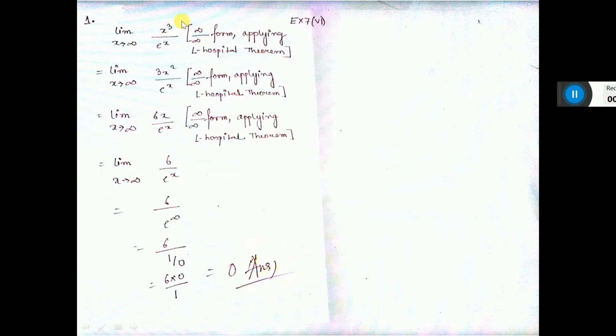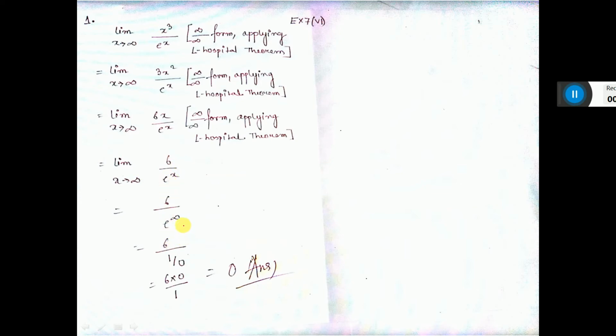That means you differentiate the numerator here: x cube differentiation is 3x square, and e to the power x differentiation is e to the power x. Again if you put infinity, it is coming infinity by infinity form. Again differentiate, then it is coming 6x by e to the power x. This is x square differentiation 2x, so 2 into 3 is 6x. Infinity by infinity form.